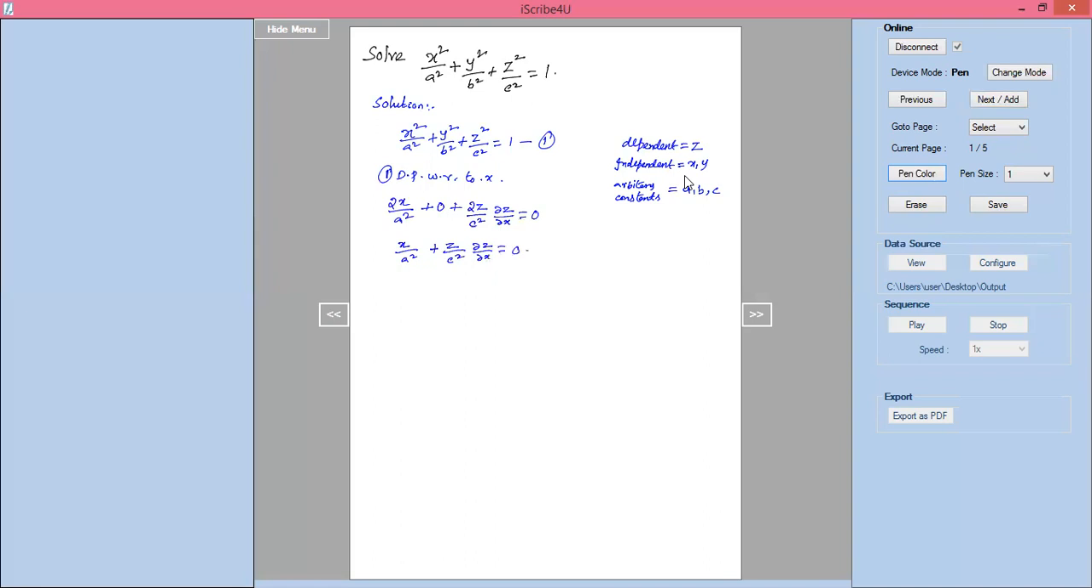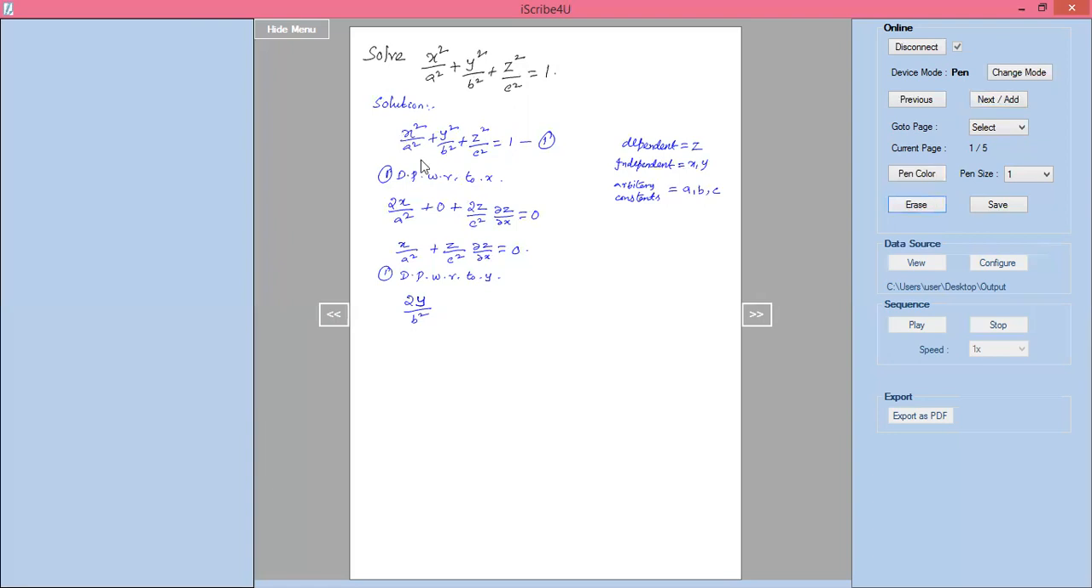Similarly, equation 1, differentiate partially with respect to y. You will get differentiation of x square by a square is 0. y square should be 2y by b square. Differentiation of y with respect to y is 1. x square by a square is here 0.